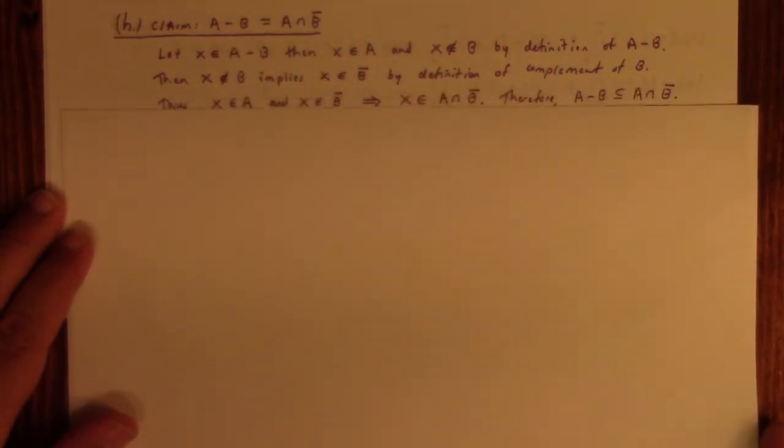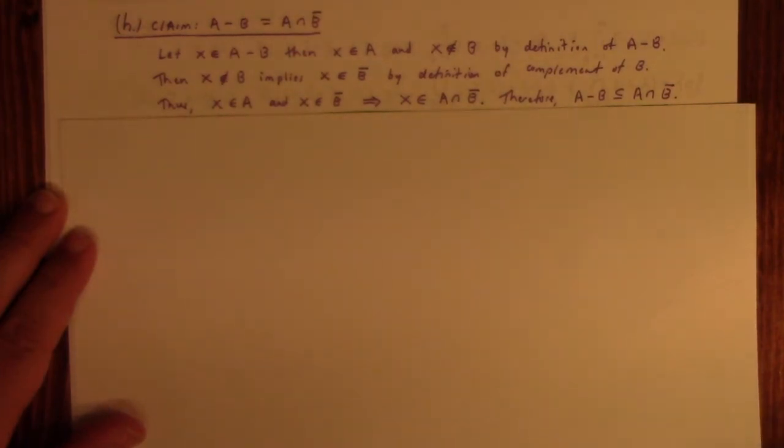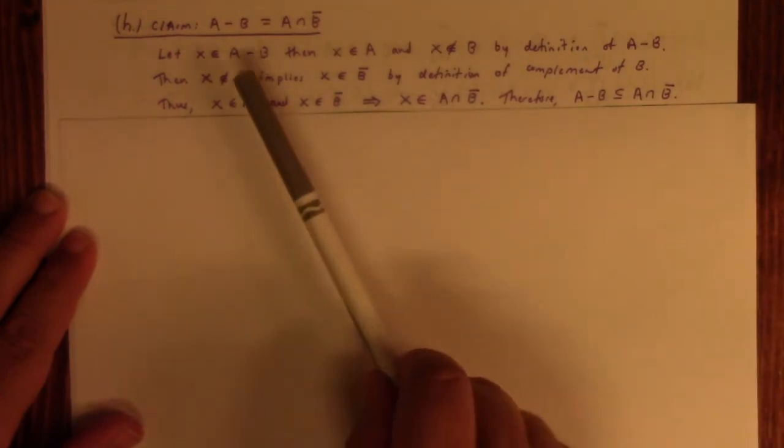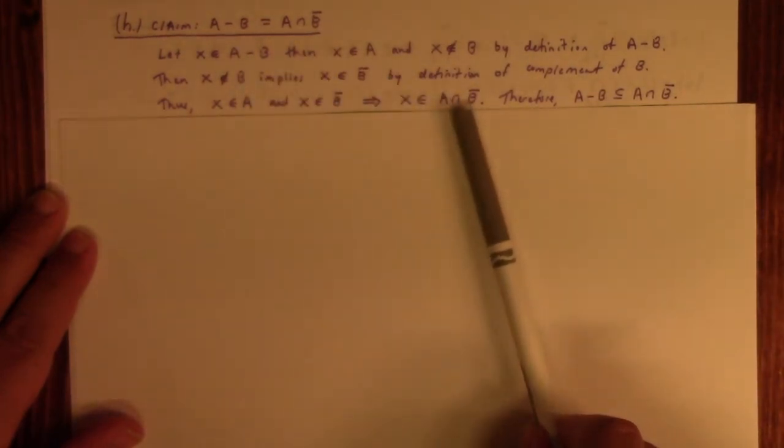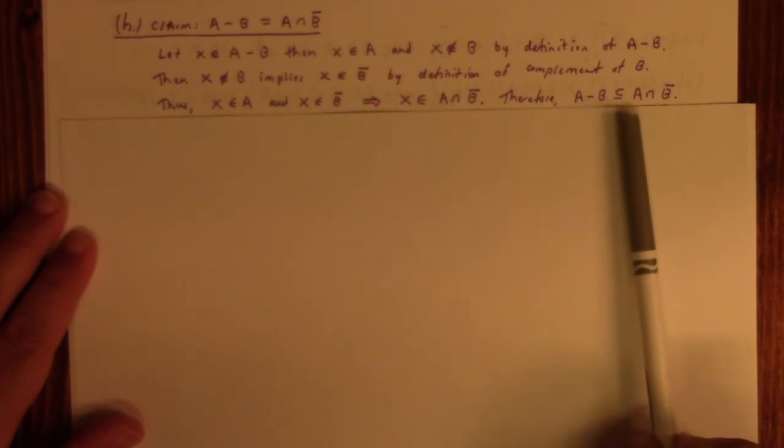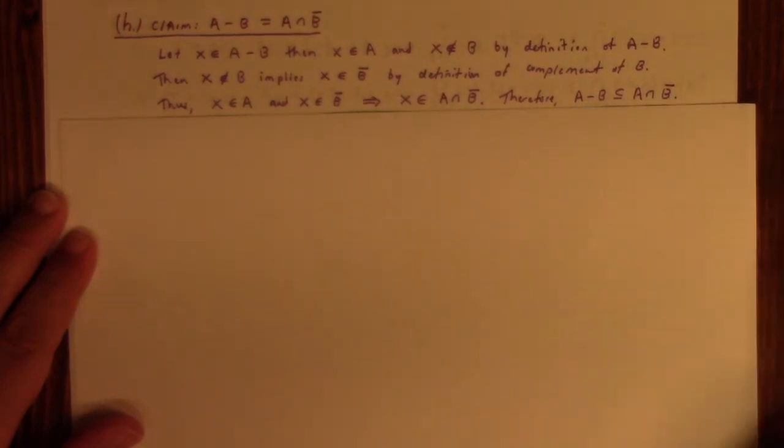Okay? So what do we have? We have X is an element of A and X is an element of B complement, which means that X is an element of the intersection of A and B complement. So I've shown that X in here implies X in there, which means that I've shown that A minus B is a subset of A intersect B complement. All right, great. That's half the containment.